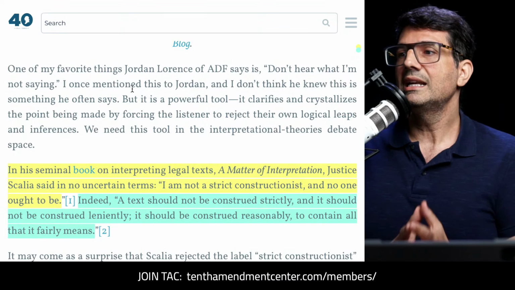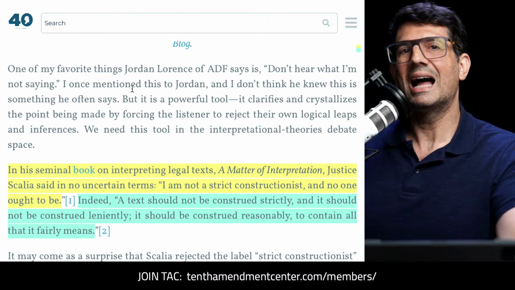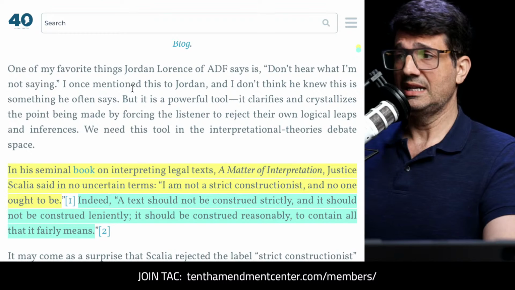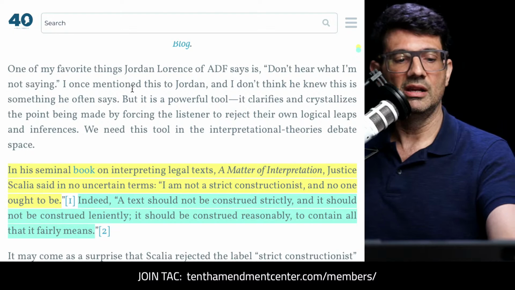He said, in his seminal book on interpreting legal texts, A Matter of Interpretation, Justice Scalia said in no uncertain terms, you may be surprised to hear this, "I am not a strict constructionist, and no one ought to be." No one ought to be a strict constructionist, according to Scalia. He wrote, "Indeed, a text should not be construed strictly, and it should not be construed leniently.